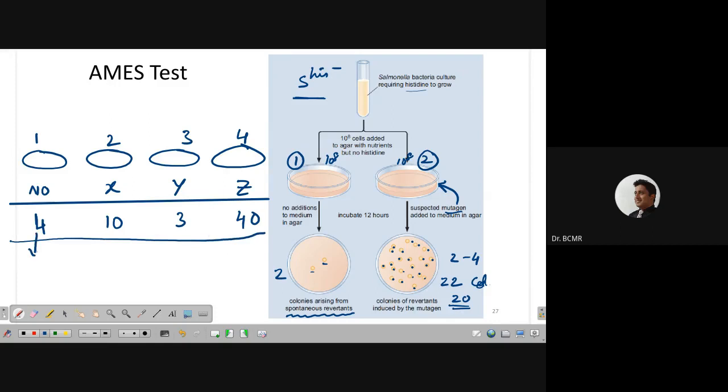In the first plate, there are spontaneous revertants. You did not add anything. That is usually also called a control. In experimental designing, you should know what is meant by a control. We will discuss that when we get to the lab things. Right now, anything done with a control is an experiment. Anything done without a control is not an experiment.